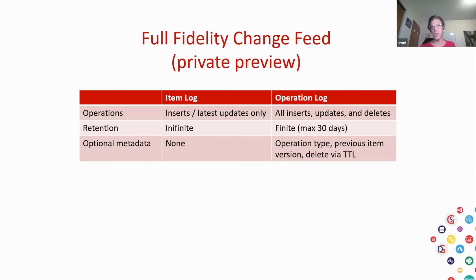That name is subject to change, of course, but the idea is that you do get this operation log here on the right. So this item log here is the way things are today, right? Only the inserts and the latest updates only. No deletes, and no previous versions, but the retention is infinite. But there's no additional metadata. You can't look at a document yourself to tell if it was an insert or an update.